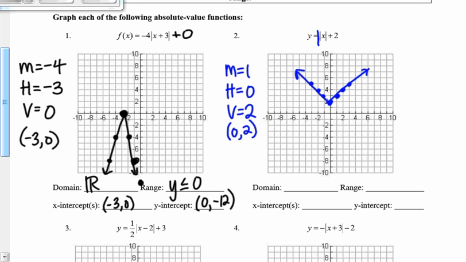And then we have domain. Remember, think about how far left or right this graph is going to go. These arrows tell you it's going to go forever to the left and right, so we have all real numbers. The range, this graph goes upwards with the lowest point being at 2 on the y-axis. So it's going to be y is greater than or equal to 2, greater than because it's opening up. There are no x-intercepts. It will never cross the x-axis. The y-intercept is actually the vertex at 0, 2.